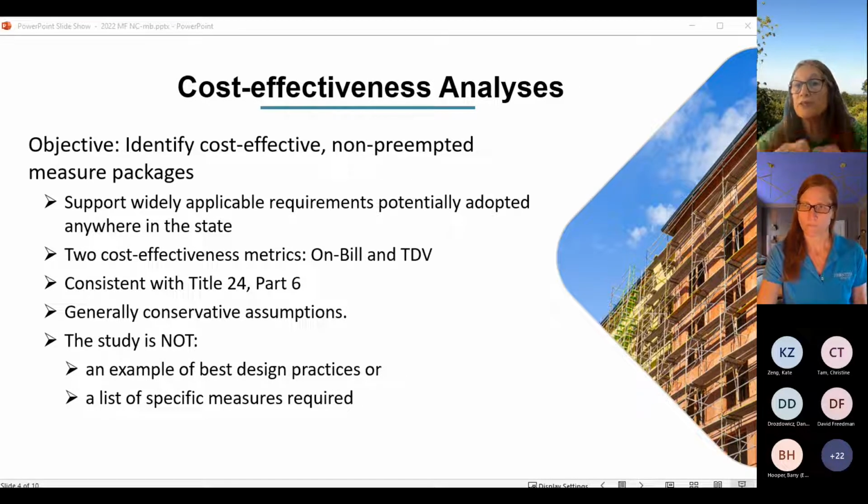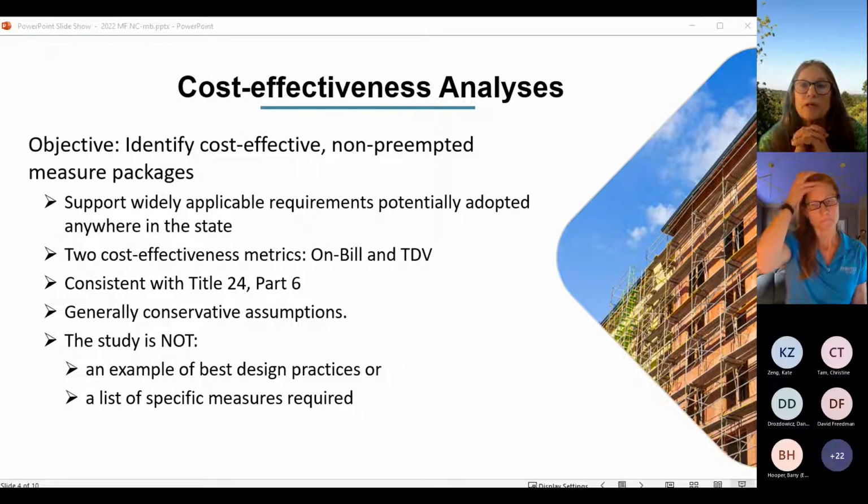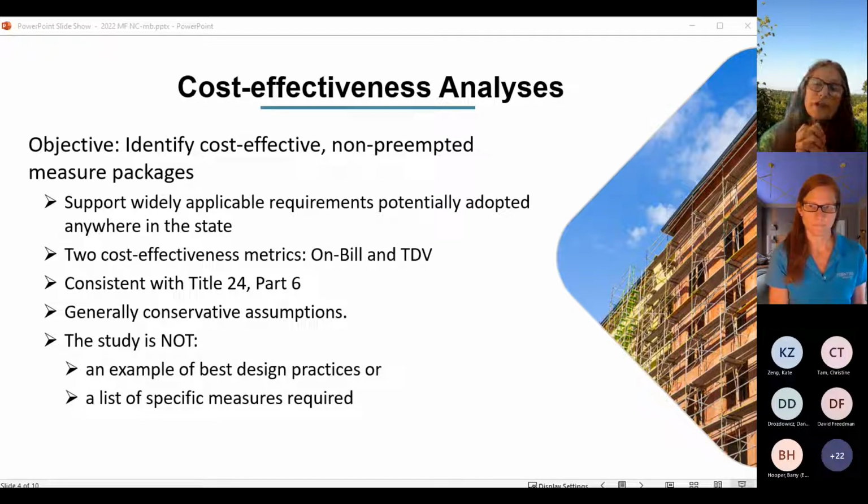We also provide the results in two different formats. One is what we call on bill, which is the individual utility customer's perspective of how these results play out. And the other is TDV, or time dependent valuation. And that is actually a code metric, but it reflects the cost of providing the energy. So energy that is either used or saved on peak is valued higher than energy used or saved off peak in that structure. Okay, and it just gives us a little bit more of a societal perspective in what it costs to provide that energy, including the externalities.